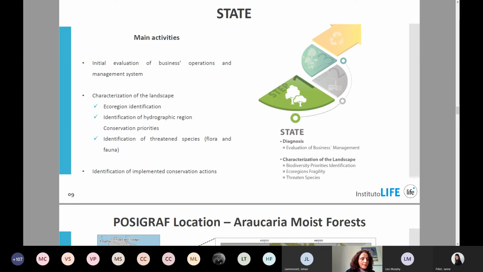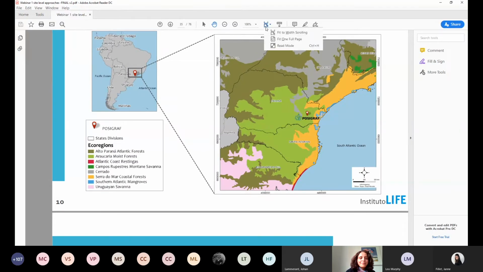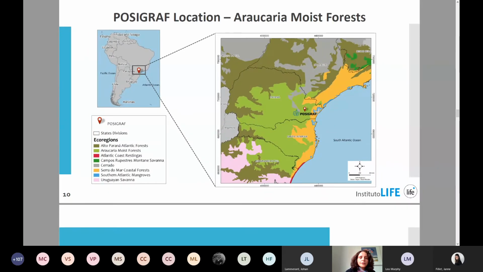As you can see on the location characterization of the landscape, where Posigraph is located, which ecoregion is included in this, what's the threatened situation or the fragility of this ecoregion. So this is some of the information we get at the beginning of the analysis and diagnosis.